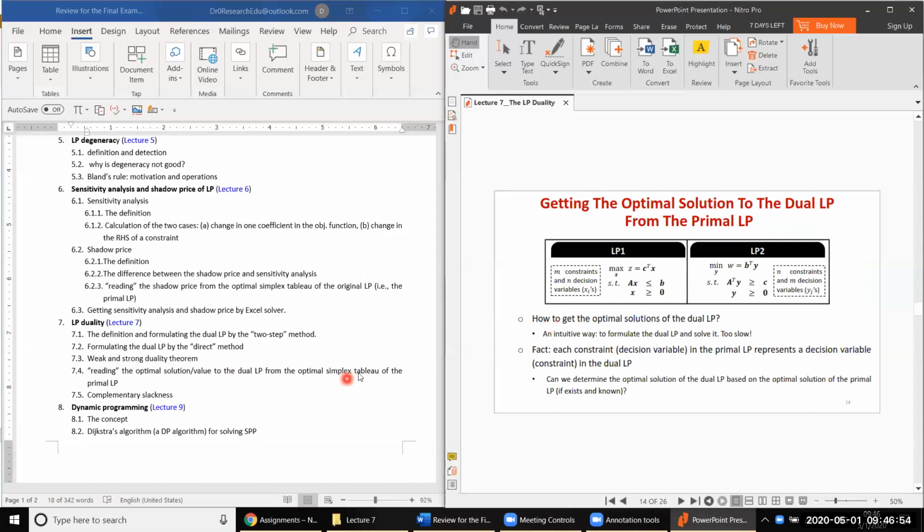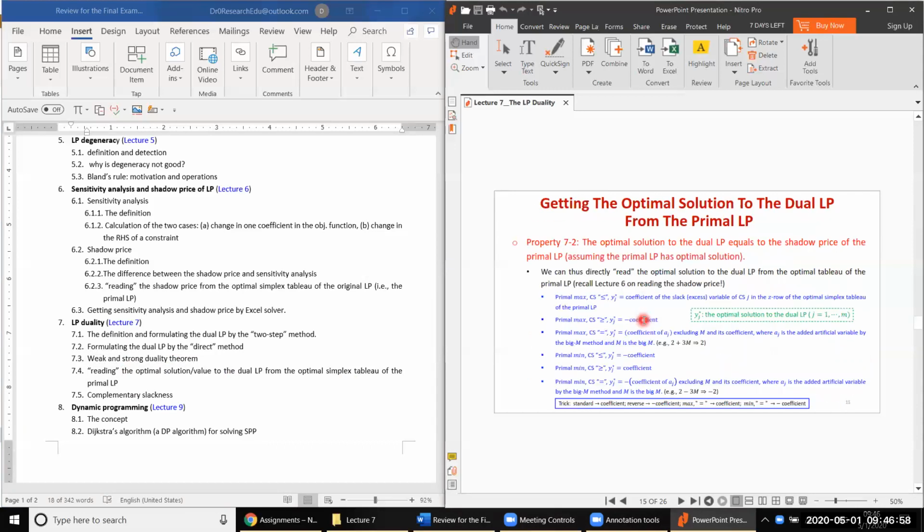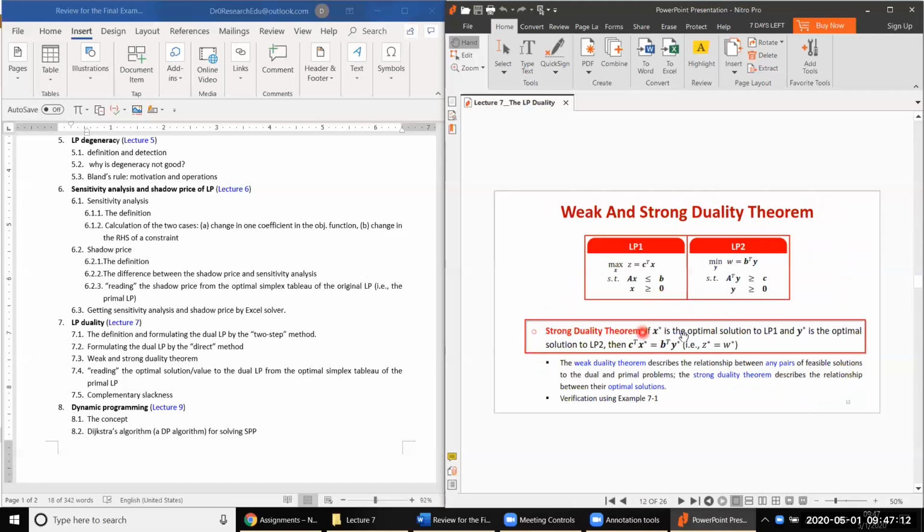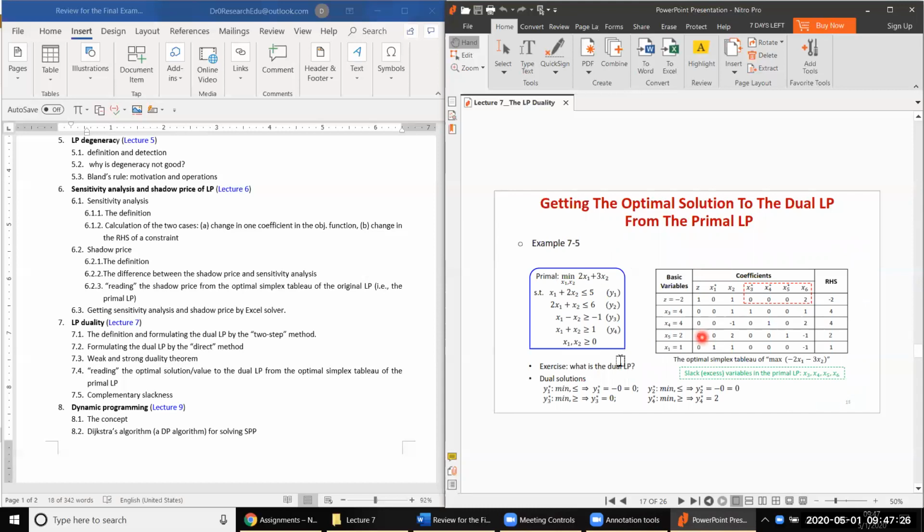LP from the optimal simplex tableau of the primal LP. And we've seen this is actually the same as what? The same as shadow price. See it? And you can directly read it instead of solving it. How to read the optimal value, by the way? By the strong duality, you're gonna see what? The optimal values must be exactly the same. Okay, so you just copy the optimal value of the optimal value of the primal LP, then you directly get it.